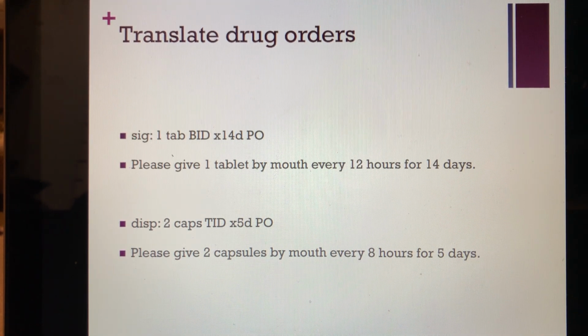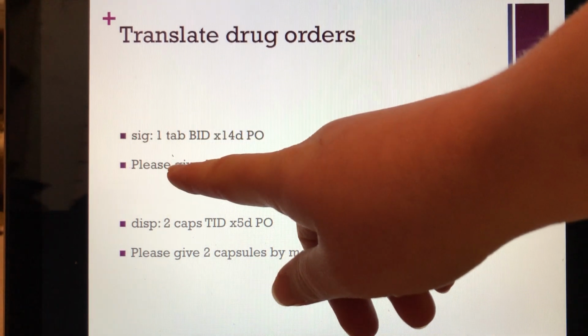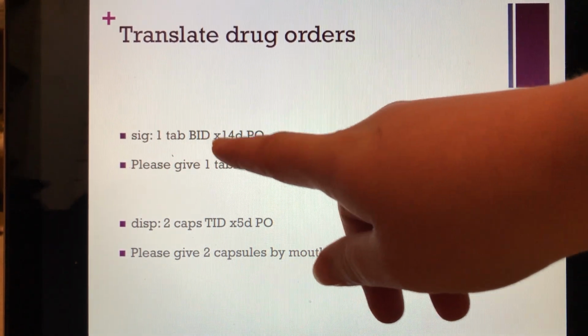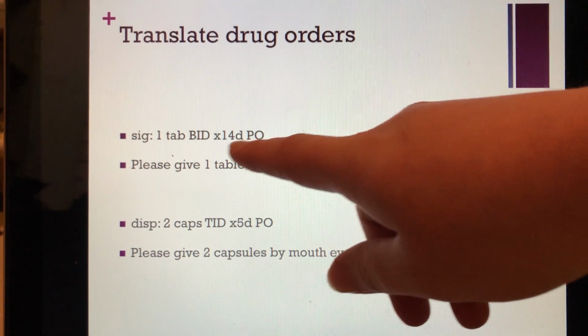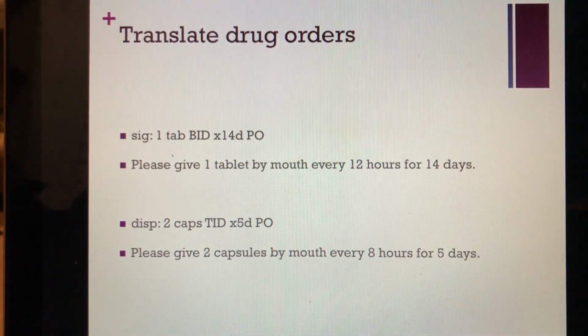X14D. X just means times 14. D is day. So we're going to give one tablet every 12 hours for 14 days. And PO is our delivery method. We're giving that by mouth.